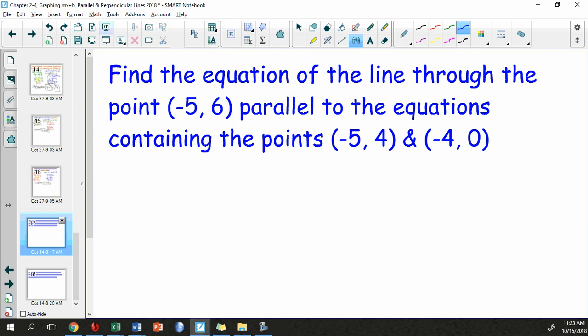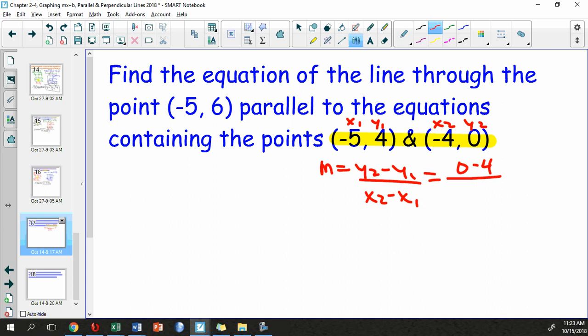Very good. So I'm going to take these 2 points right here, correct? And I am going to take m is equal to y2 minus y1 over x2 minus x1. And I'm going to label my points. Do we see that? Yes or no? So this is 3 minus 4 over -4 minus -5. Minus a negative is a positive. So this is -1 over 1, which is -1.